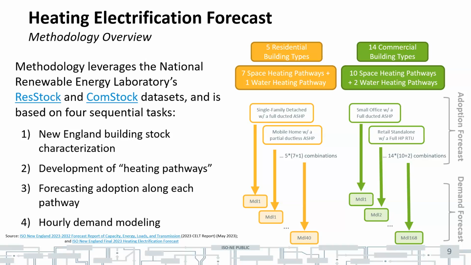Next was developing a set of heating pathways. And what that means is essentially, think air source heat pump in a detached single family home. That would be a heating pathway. And then along each of those heating pathways, basically do some modeling and develop some adoption forecasts for each one of those heating pathways. And then lastly, for each unique combination of heat pump technology and building type, what is the hour by hour relationship between ambient air temperature and electrical demand.